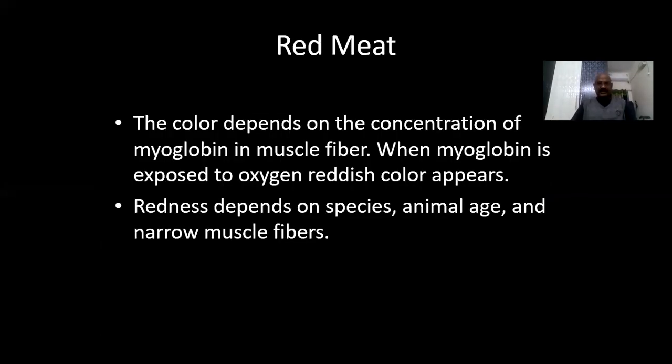In red meat, the color depends on the concentration of myoglobin in the muscle fiber. When myoglobin is exposed to oxygen, a reddish color appears. When myoglobin is exposed to oxygen, it automatically looks red in color. So that means red blood cells will be present in the meats.